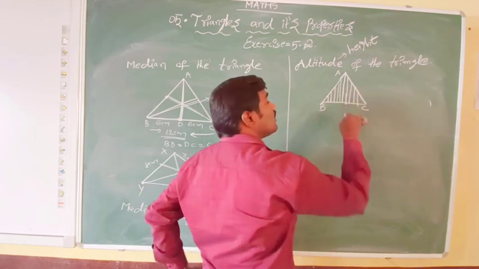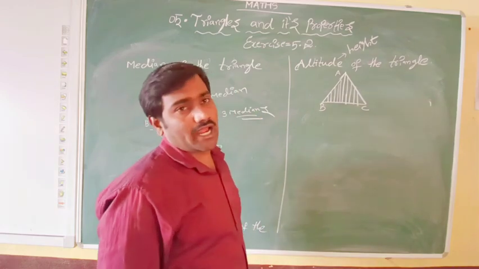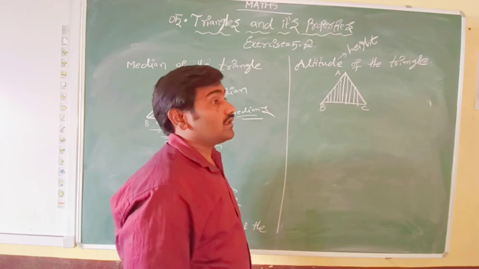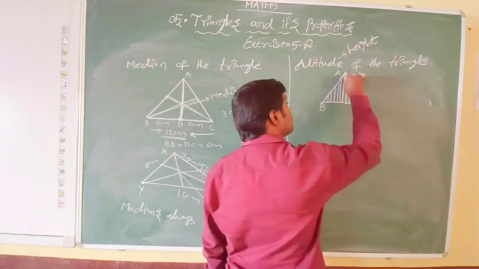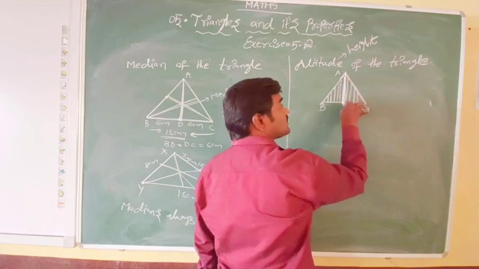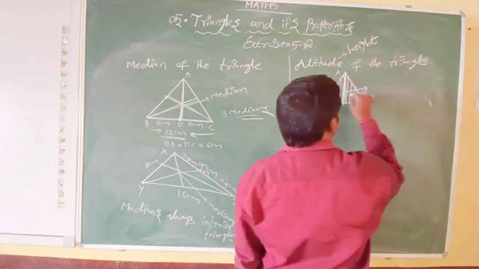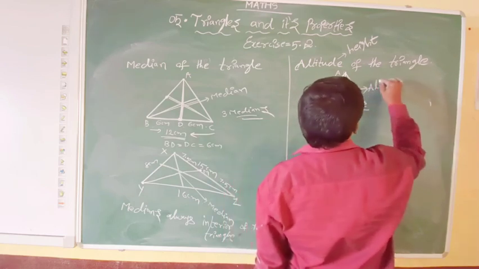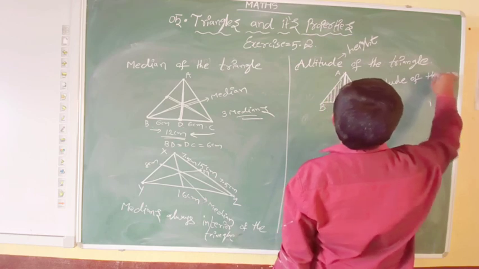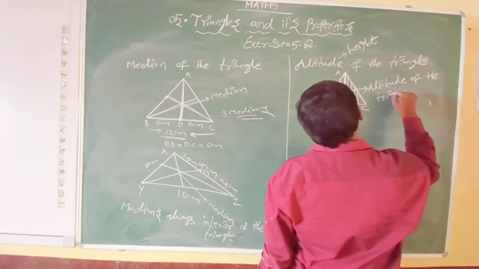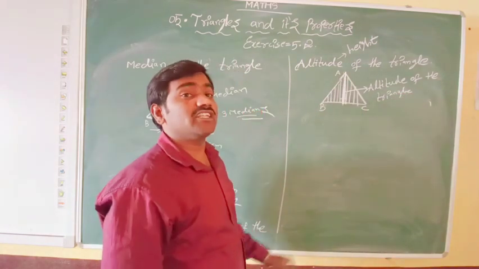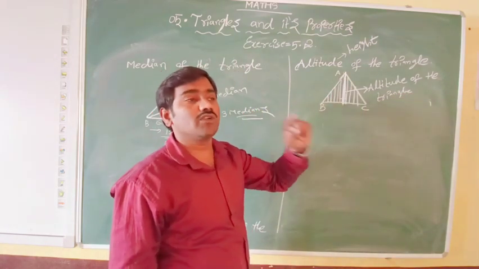So these are all known as heights of the triangle. The maximum height is this. These are smaller than this line. So the maximum height of the triangle is known as the altitude of the triangle. The maximum height of the triangle is known as altitude of the triangle.